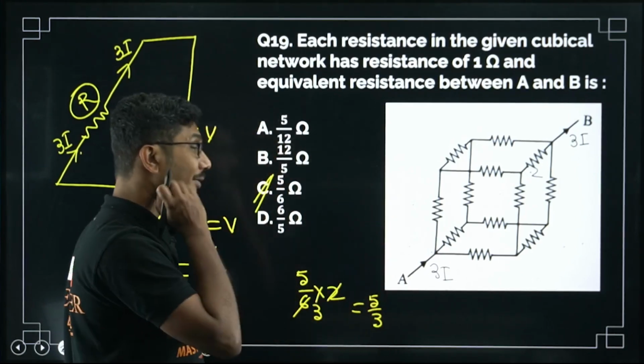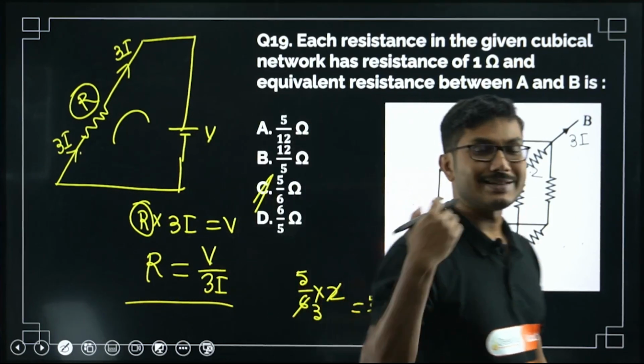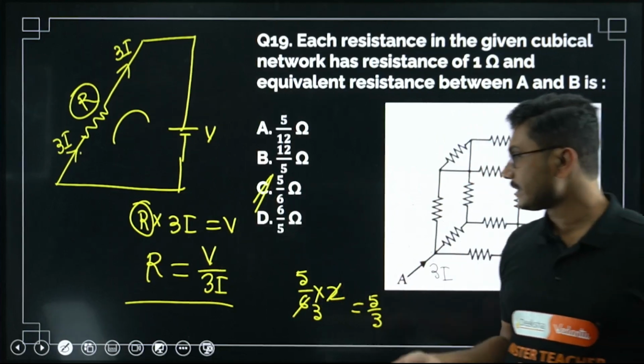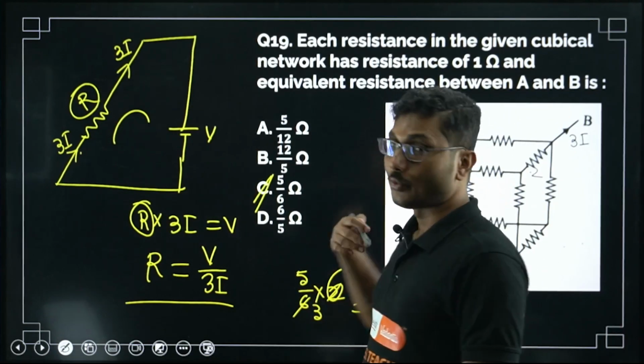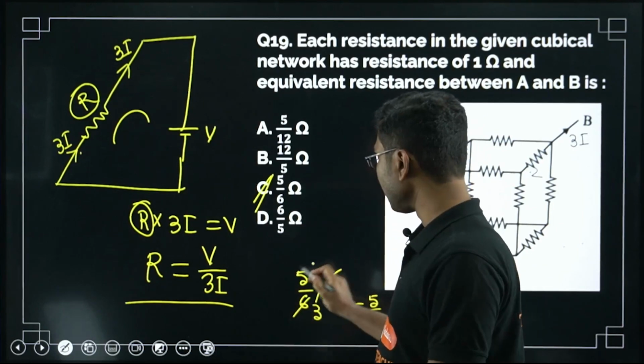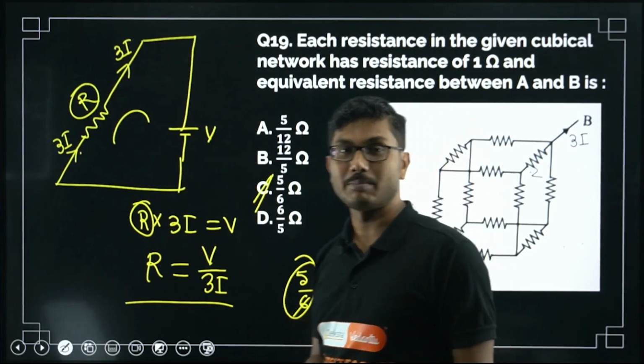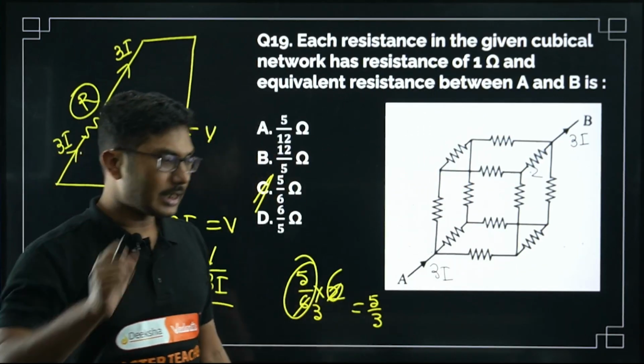If they say, okay, now we want to give all the resistances 6 ohms. If all the resistance is 6 ohms, then it will be 5 by 6 times 6. So whatever resistance they will give, you have to multiply it with the factor of 5 by 6. That is the shortcut formula.